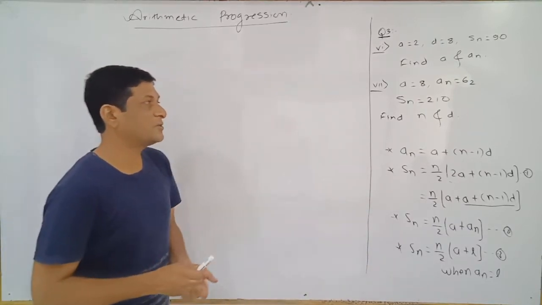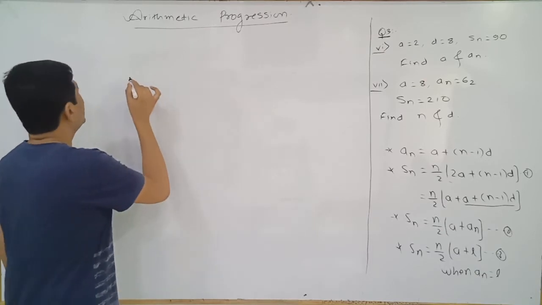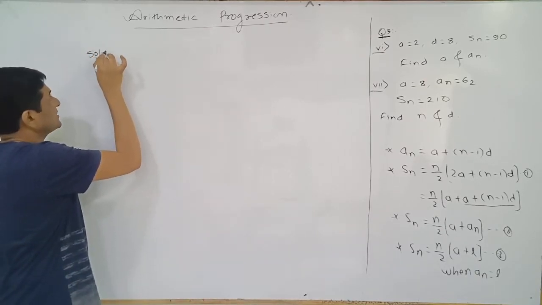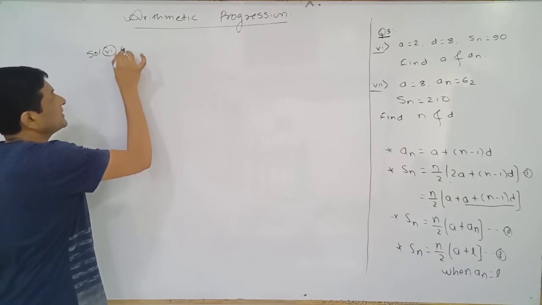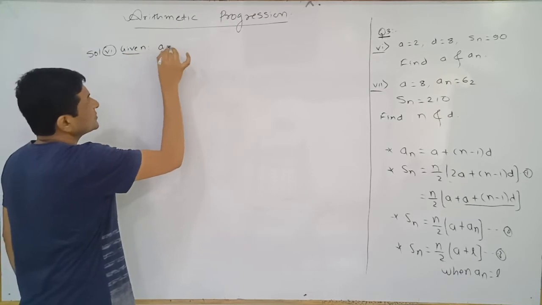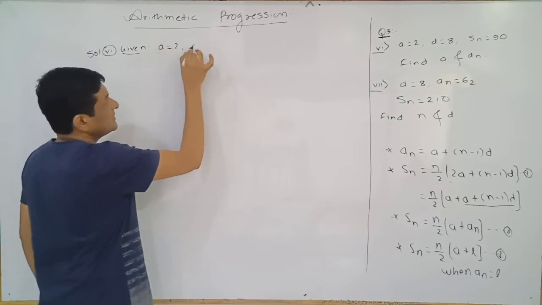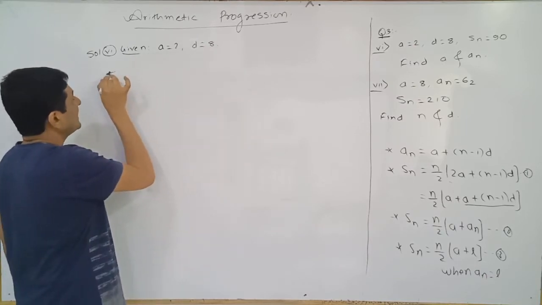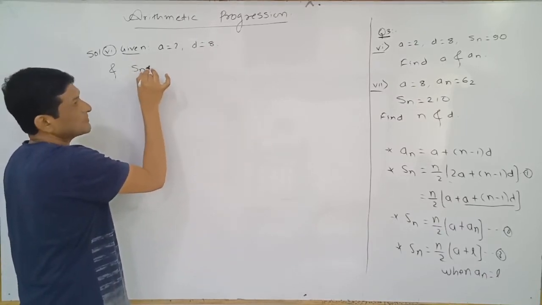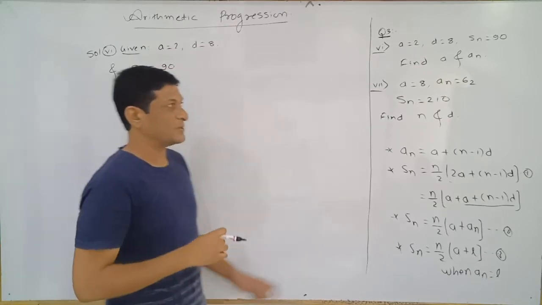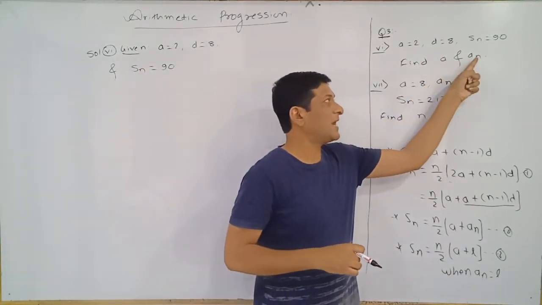So let us try to solve question number 6. In question number 6, observe the given condition. Here it is given to us that a is equal to 2, d is equal to 8, and Sn is equal to 90. Using these three values, we have to find n and an.